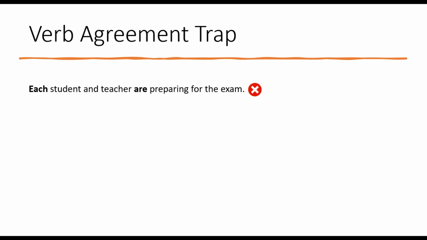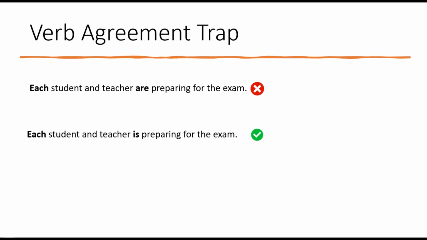The error here is in the verb agreement. Remember, when each is involved, the verb must be singular. Therefore, the correct version should be: each student and teacher is preparing for the exam. A singular agreement with is corrects the mistake.